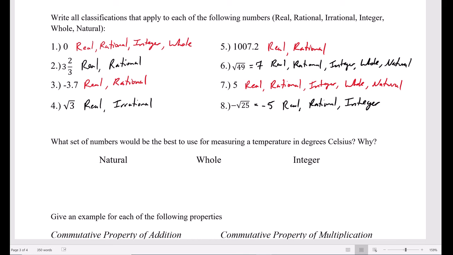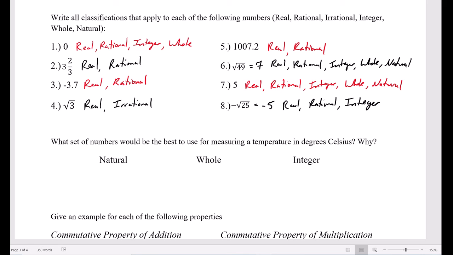The next one is 3 2/3. That is something that can be expressed as a fraction, where it's an integer over an integer. If we wanted to make it an improper fraction, we could. We would add 9 to the 2 that's in the top, and we'd have 11/3. Because it's a fraction that's an integer over an integer, we can say that that is a rational number, but it itself is not an integer, so we would only say real and rational. Same thing for number 3. It is real, it is rational.